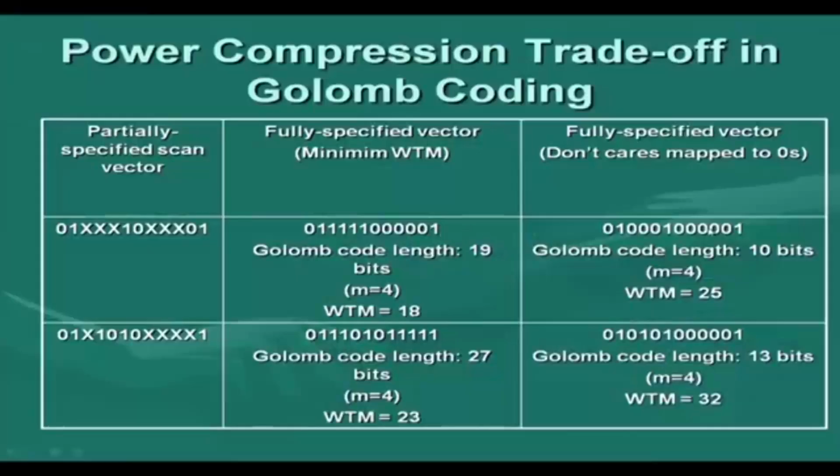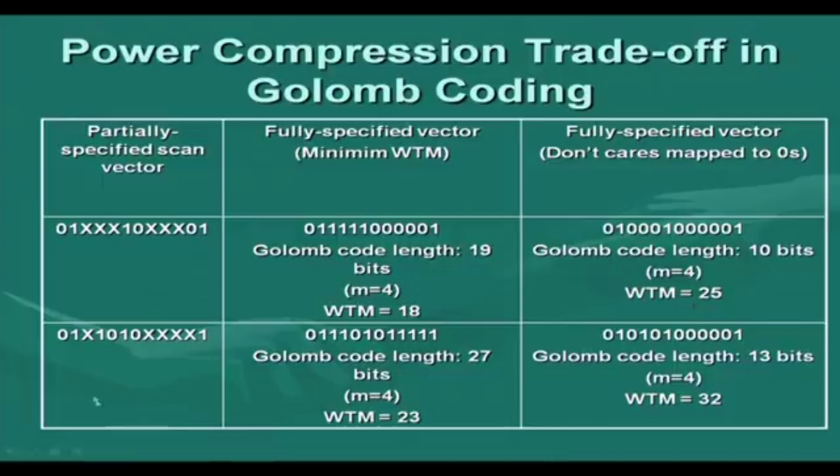The first part is filled as we have done here, but the second part we fill with zeros, because that will give me a run of 3 zeros. In this case, if you do the Golomb coding, the code length will be 10 bits. So the code length reduces, but if you compute the weighted transition metric for this particular case, it will turn out to be 25, because of the shifting from this side.